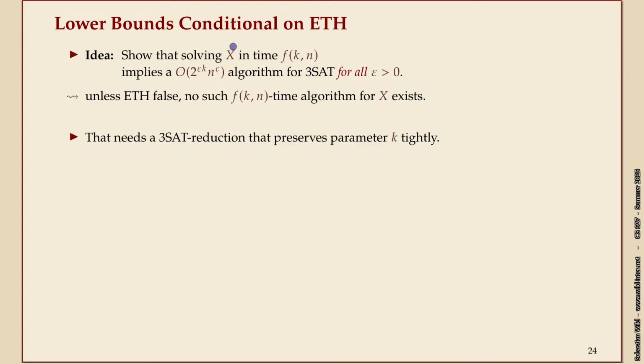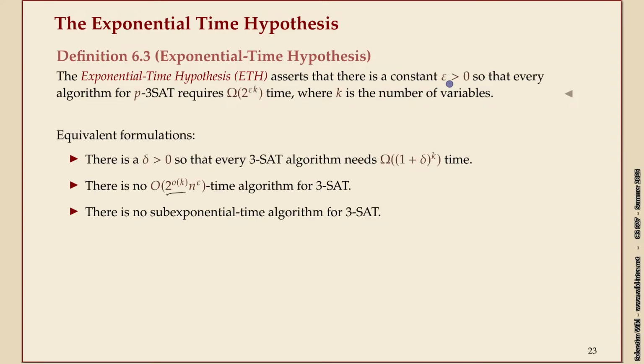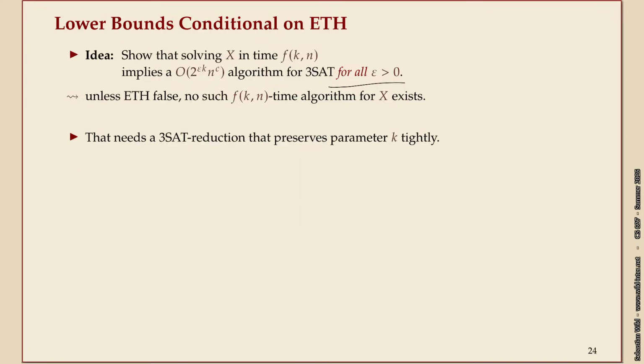So we can use this to show that some problem X can be solved in some time that depends on some parameter of X. If that implies an algorithm that can solve the SAT problem in this time, so essentially contradicting what we've had for all possible epsilon, then that would refute the exponential time hypothesis. That's again the tricky bit. So this says there exists some constant, but it doesn't tell us what it is. So to refute that statement, we would have to show there is an algorithm for every possible epsilon that solves the SAT problem in this time.